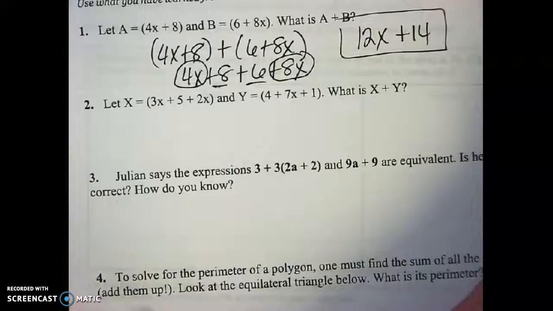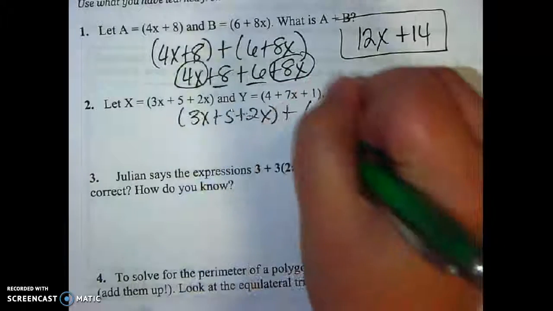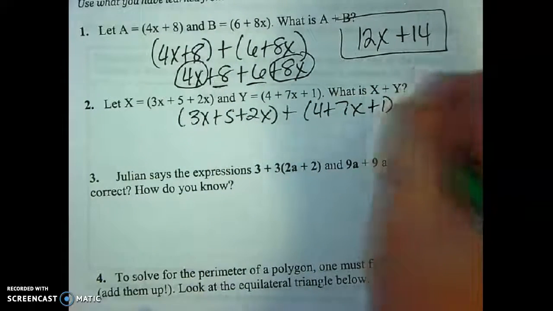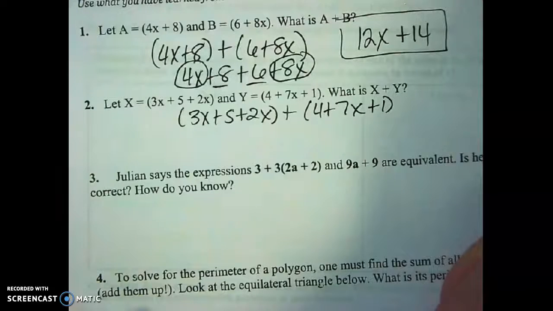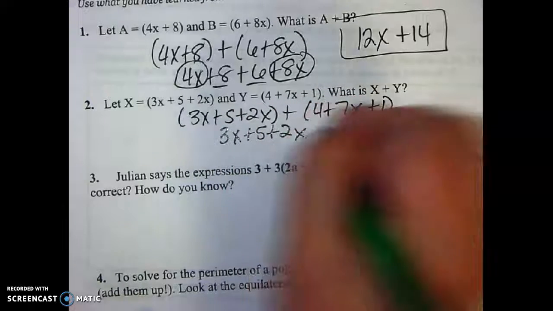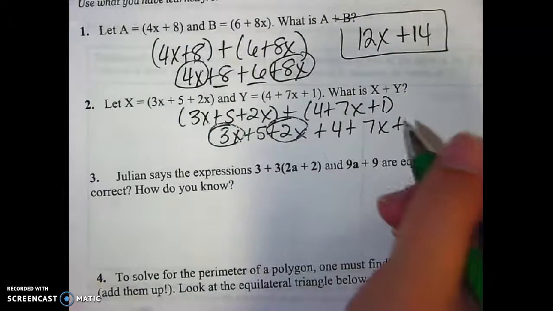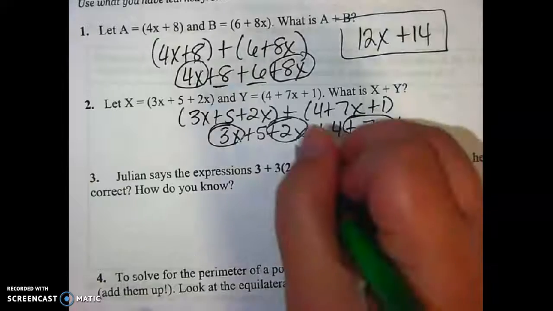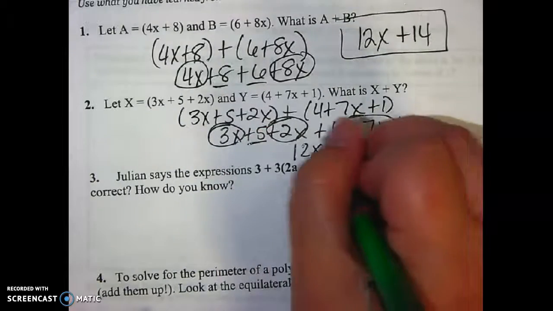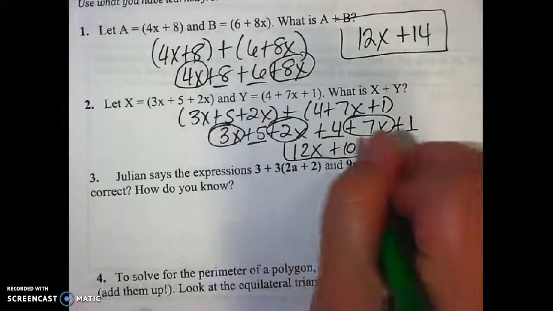Number 2, let x equal 3x plus 5 plus 2x and y equal 4 plus 7x plus 1. What is x plus y? That is 3x plus 5 plus 2x plus 4 plus 7x plus 1. You should have already worked these out. This should just be reviewing your answers. So I'm adding. That means I'll rewrite these without parentheses and then combine like terms. 3x plus 2x is 5x, plus 7x is 12x, 5 plus 4 is 9, plus 1 is 10, 12x plus 10.